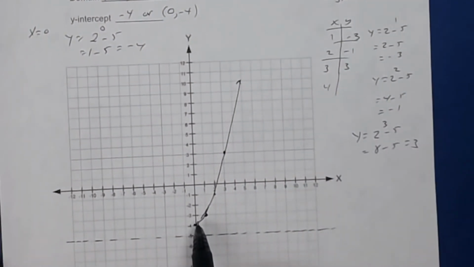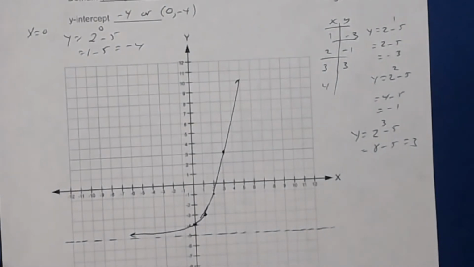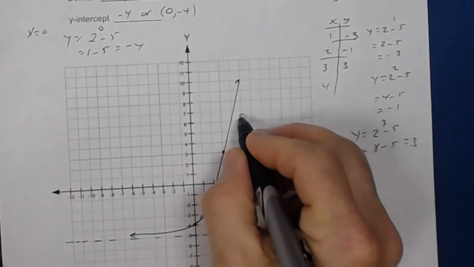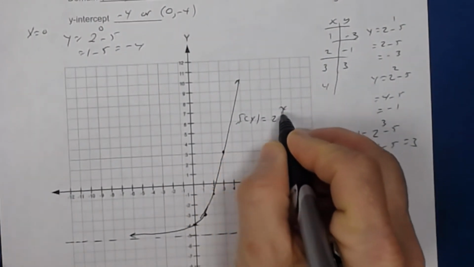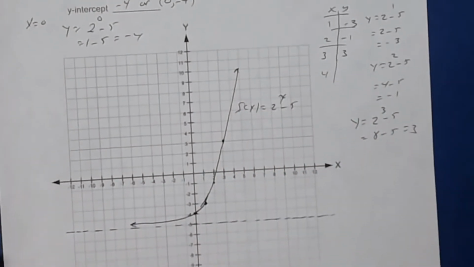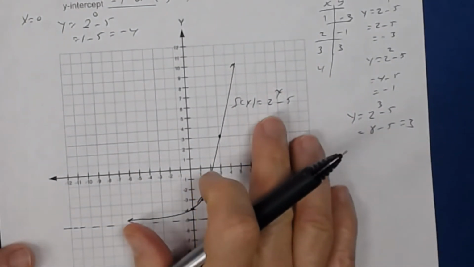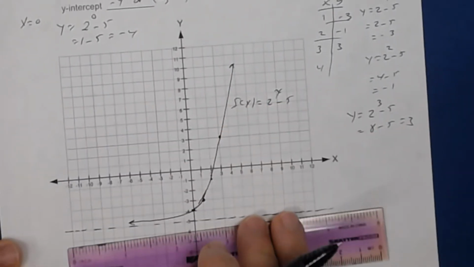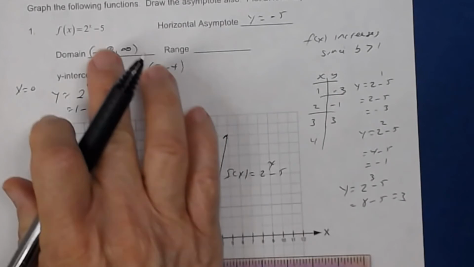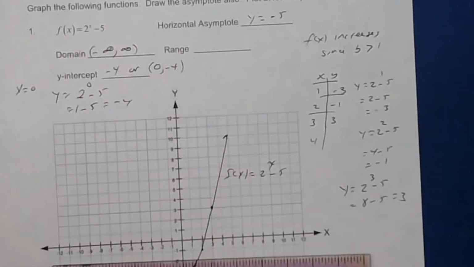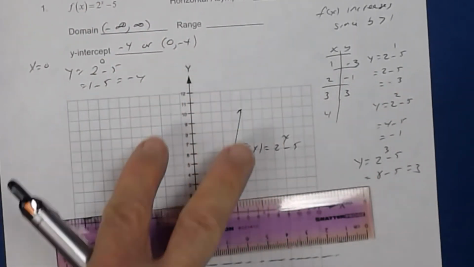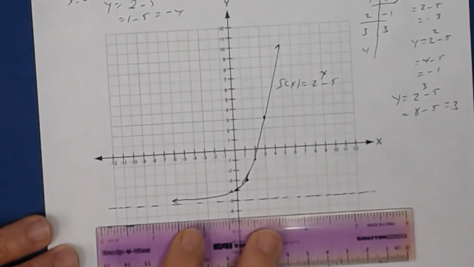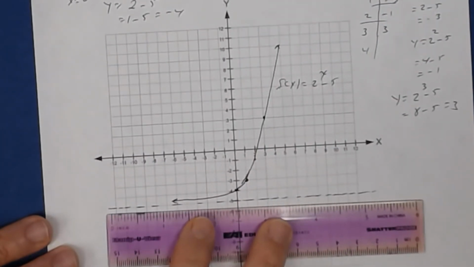And what happens on this side? On this side, it gets closer and closer and closer to the horizontal asymptote without touching or crossing. So there's your graph, okay? So that is f of x equal 2 to the x minus 5. And remember, you had this before when you talked about vertical shifting. Do you see that negative 5 takes 2 to the x and shifts it down 5 units, and so that's where you get that horizontal asymptote.